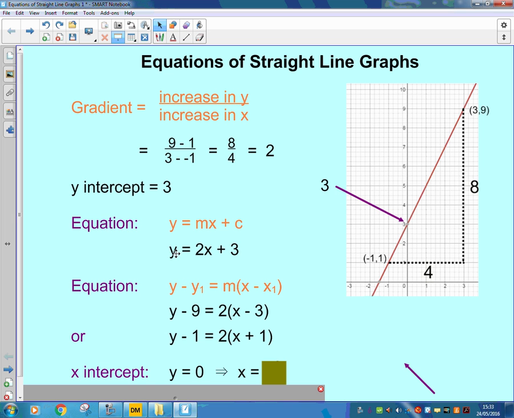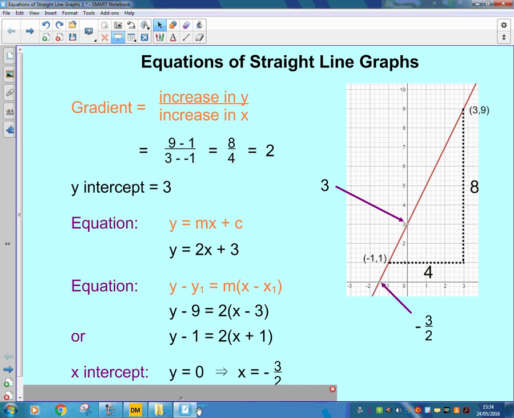So for the y-intercept we put x equals 0. For the x-intercept we put y equals 0. And so you put y equals 0 in any of these equations. And I'll do it in this one because it's the easiest to use. We've got 0 equals 2 lots of x plus 3. So 2x will be minus 3. X will be minus 3 over 2. So you get minus 3 over 2 there, and so we could actually label that there's our x-intercept at minus 3 over 2.